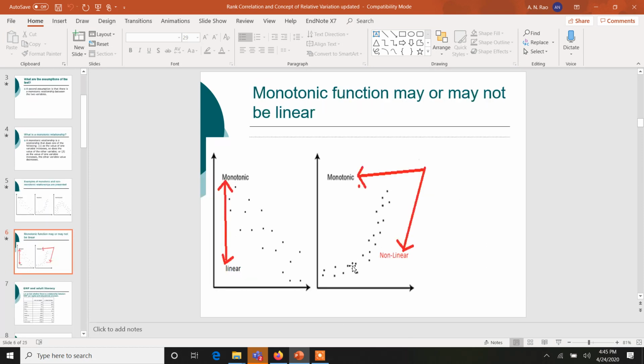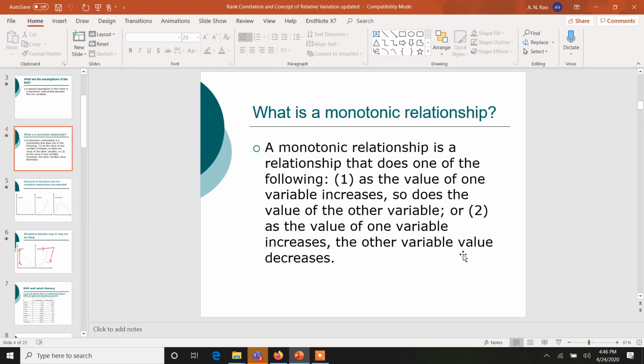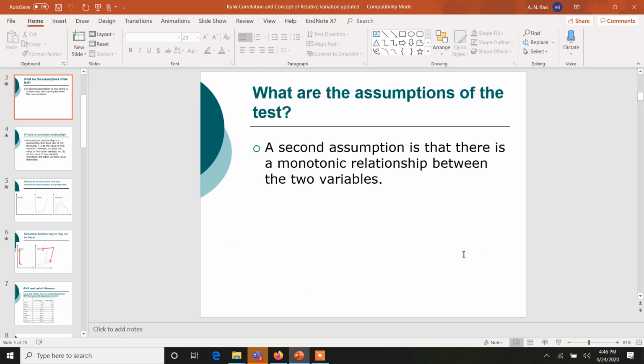For example, if you look at this type of graph, this is linear, like the points are clustered around a straight line, and it's monotonically decreasing. This is non-linear because the points are clustered around a curve. Like if we draw a curve, it's going to be like this, but it's monotonic because it's overall an increasing pattern. So this is monotonic linear, this is monotonic non-linear. Okay, so the assumption is that there should be a monotonic relationship between two variables.